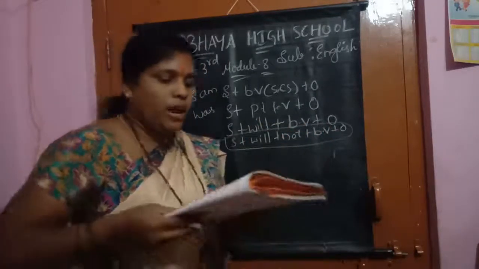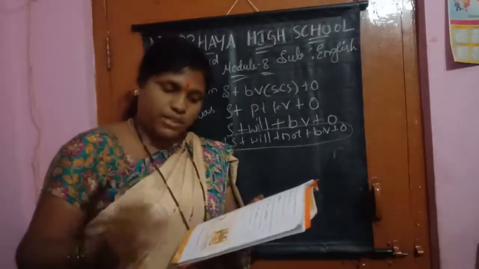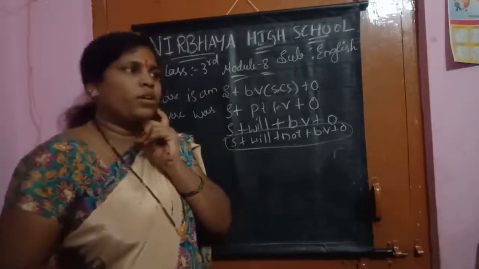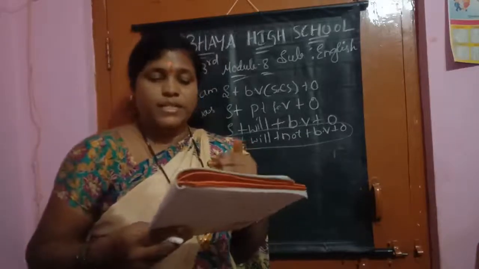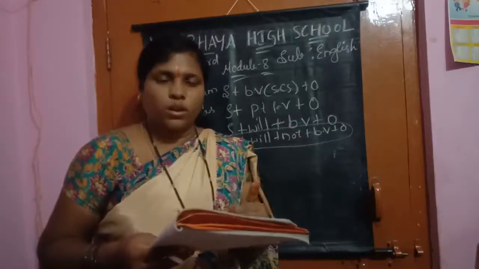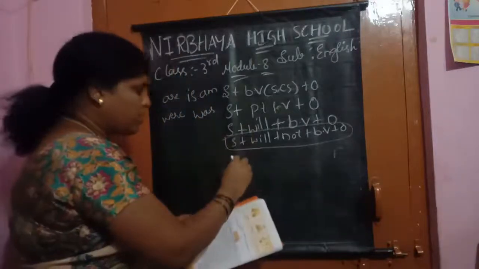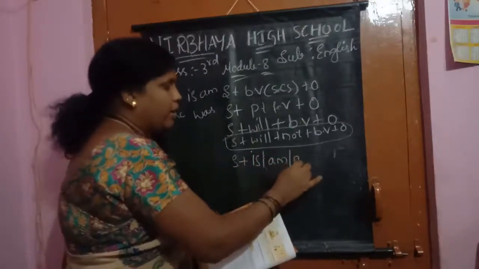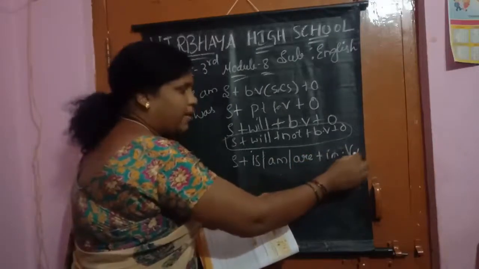Okay, children. Now coming to the present continuous tense and past continuous tense. What is present continuous tense? Ma'am, continuous means it continues? No, see here. It describes actions that are taking place at the time of speaking. Now what we are talking about, what is going on at this time, that is present continuous tense. What is the rule here? Subject plus is, am, are, plus ing form of verb plus object.